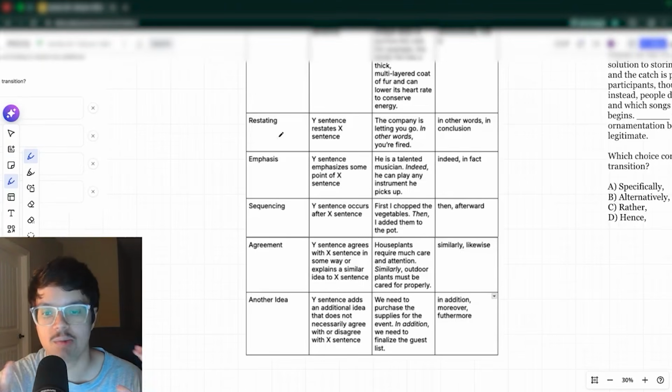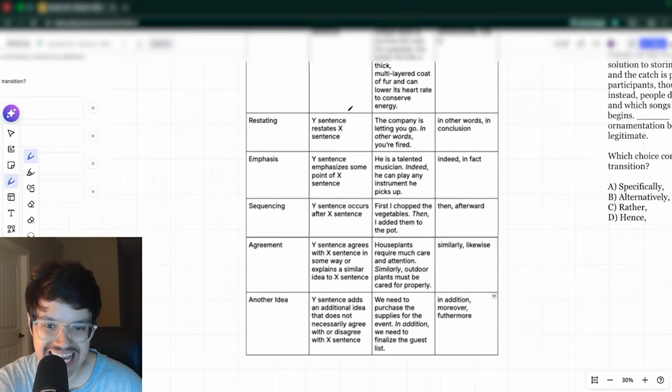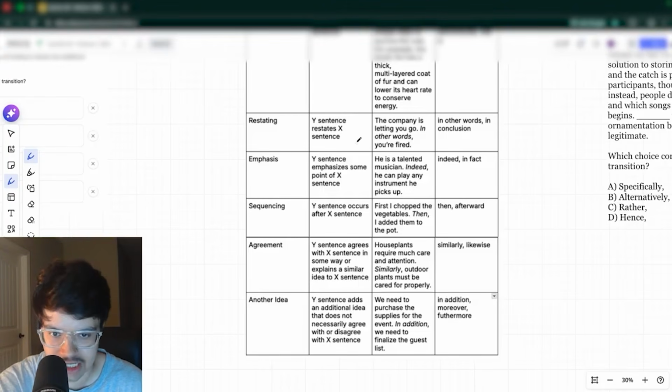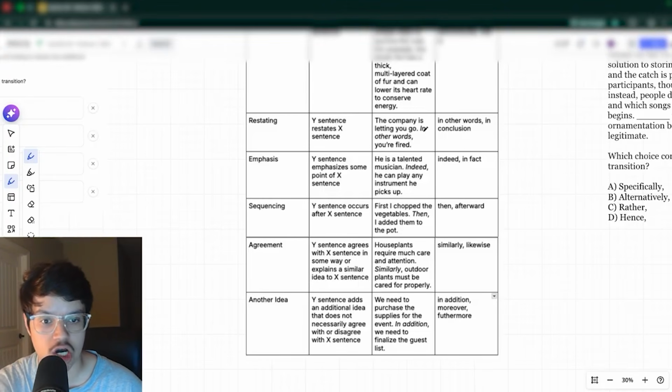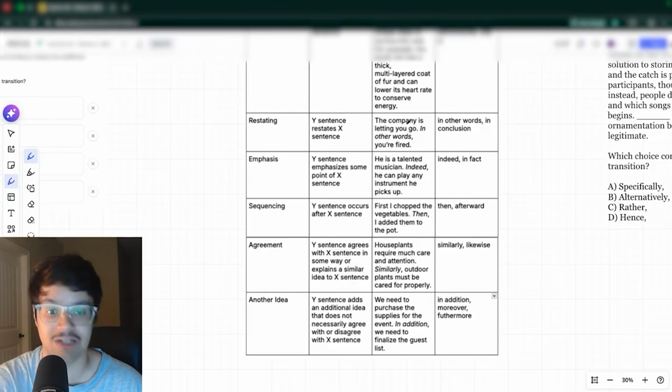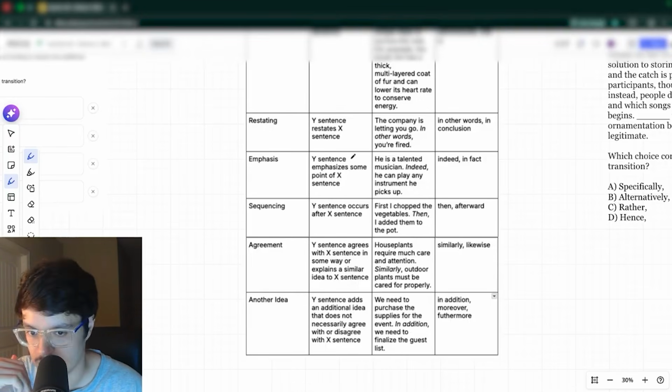That is restating. This is where it gets maybe a little more confusing, but all this is saying is that the second sentence is just another way of saying what the first sentence said. The company is letting you go. In other words, you're fired. You're fired is just another way of saying that they're letting you go. In other words, in conclusion.